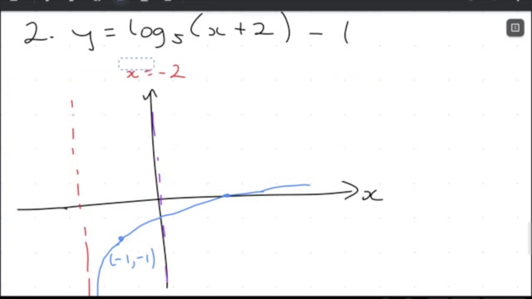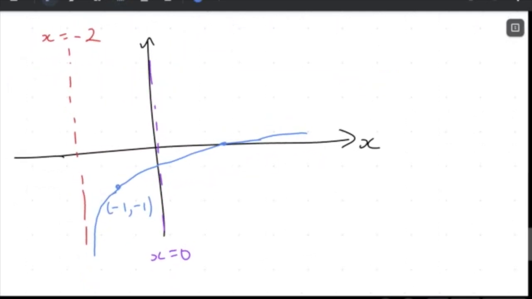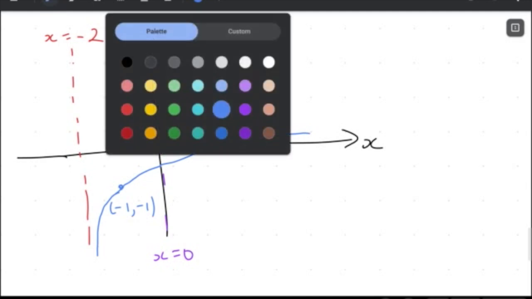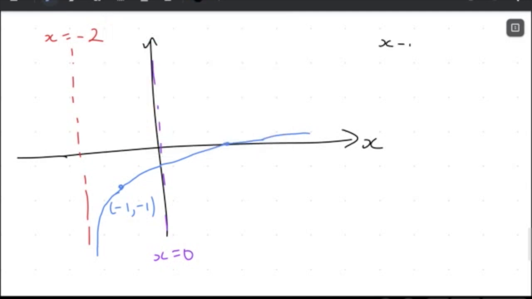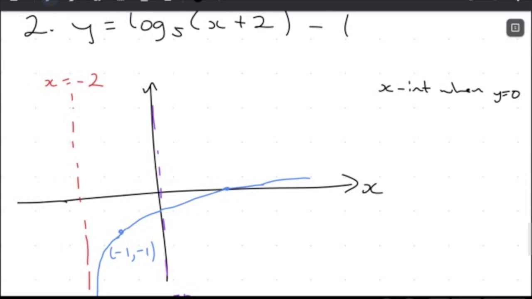Okay, here we go. So I can find my x-intercept when y equals 0. So I'm going to have 0 equals log to the base 5 of x plus 2, minus 1. Bringing the 1 over to the other side, I get 1 equals log to the base 5 of x plus 2.